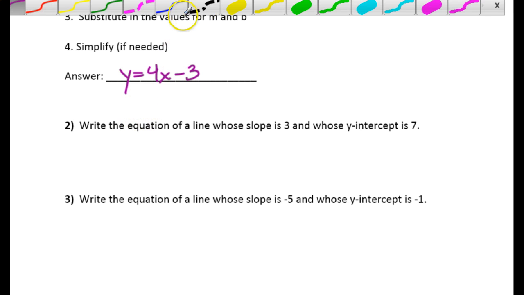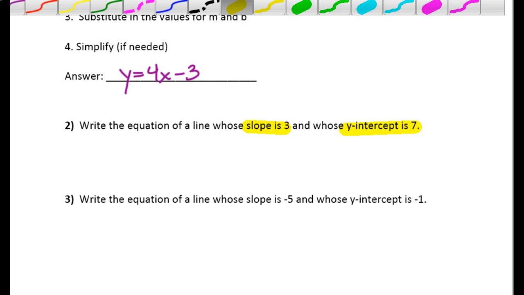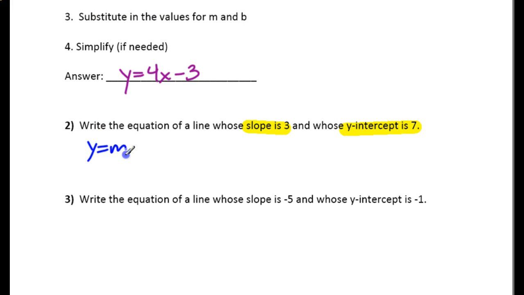So now number 2 says, write an equation of a line whose slope is 3 and whose y-intercept is 7. So here's our two pieces of information. The slope is 3, the y-intercept is 7. So once again, we're trying to write it in this formula, y equals mx plus b, and we're just going to substitute these numbers in the right place. So the final answer will be y equals mx. M is the slope, 3, that goes in front, and then the intercept is 7, which is positive 7. Here's our answer, just like that.